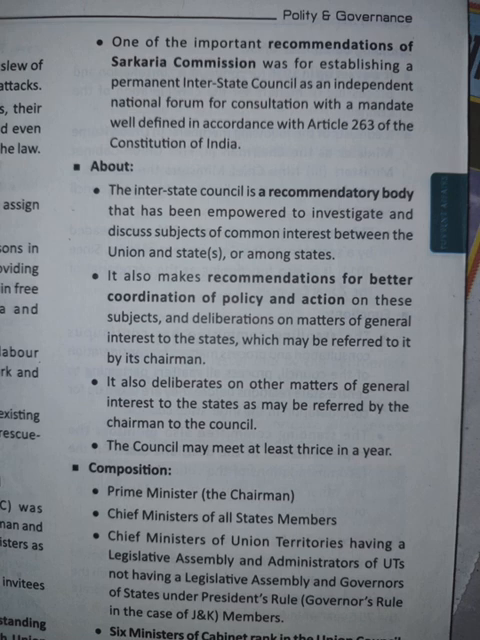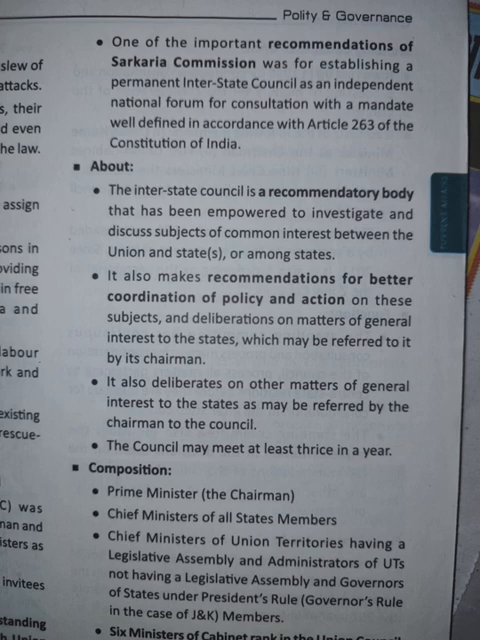About this, the Interstate Council is a recommendatory body that has been empowered to investigate and discuss subjects of common interest between the union and state or among states. It also makes recommendations for better coordination of policy and action on these subjects and deliberation on matters of general interest to the states, which may be referred to it by its chairman. The council may meet at least thrice in a year. The composition are as follows.